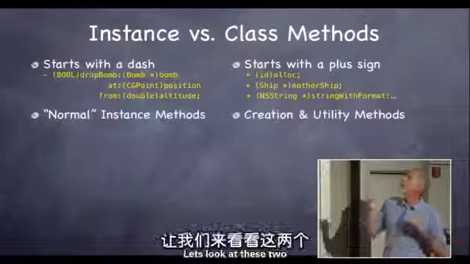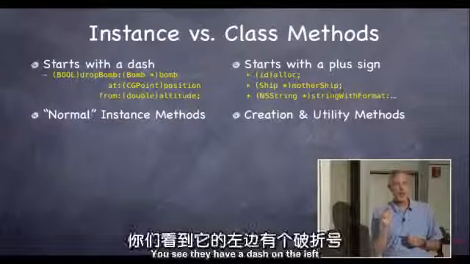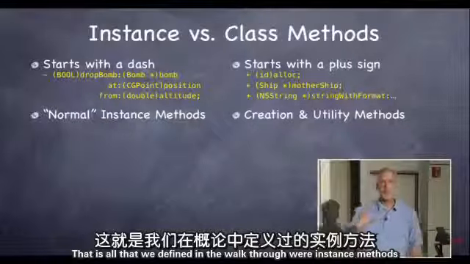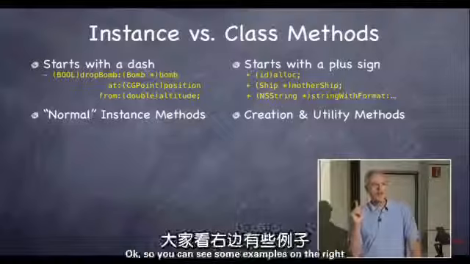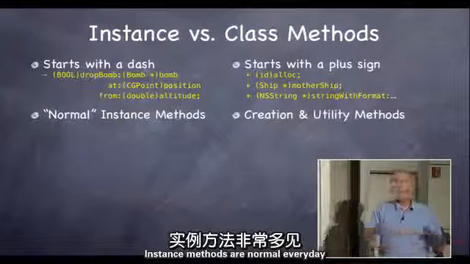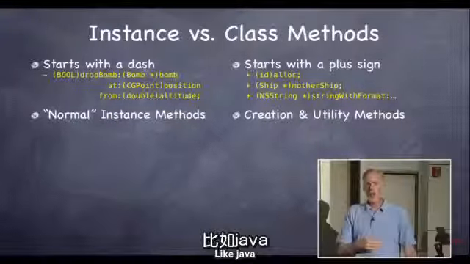Okay, so let's look at these two. Instance methods start with a dash. You see they have the dash on the left. That's all we've defined in the walkthrough, is instance methods. Class methods start with a plus. Okay, so you can see some examples on the right there. Instance methods are normal, everyday methods like you're used to in all other languages. Okay, in Java and all that.